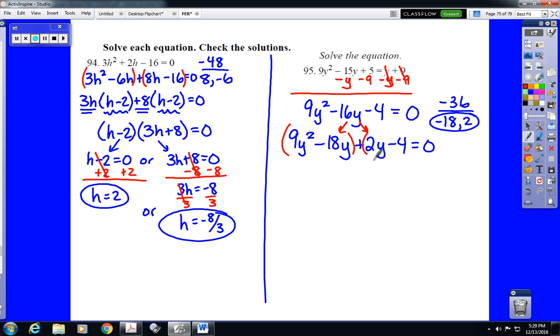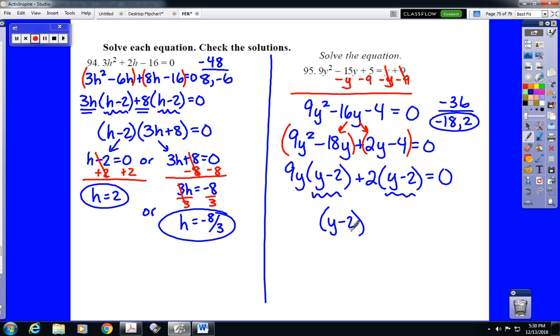Now I'm going to group and do greatest common factor. So I can take a 9y out of the first set of parentheses, leaving y minus 2, and I can take a 2 out of the second set of parentheses, leaving y minus 2. That makes my factors what's on the inside, y minus 2, times what's left on the outside, 9y plus 2. That equals 0. I'm going to break that into two separate equations, just like I did before, and I'm going to solve each of those equations.